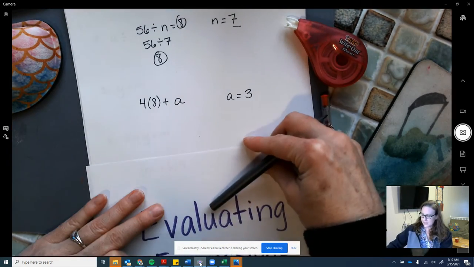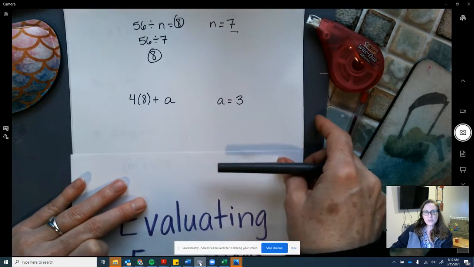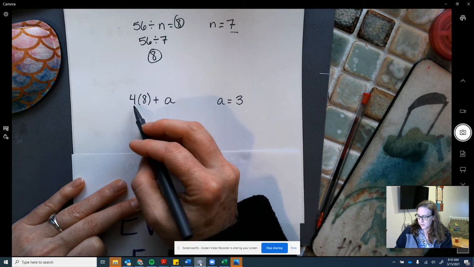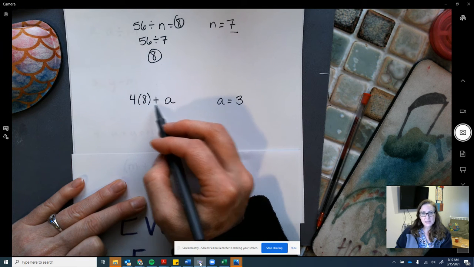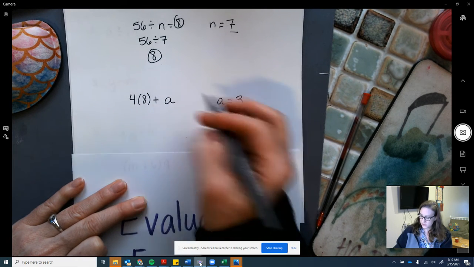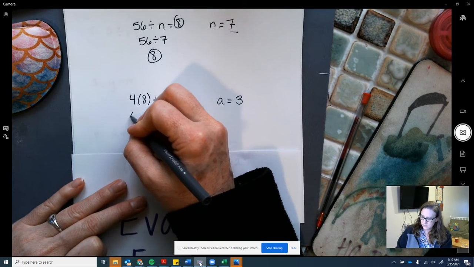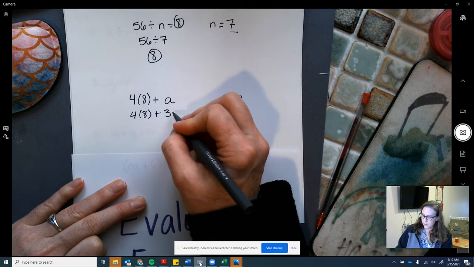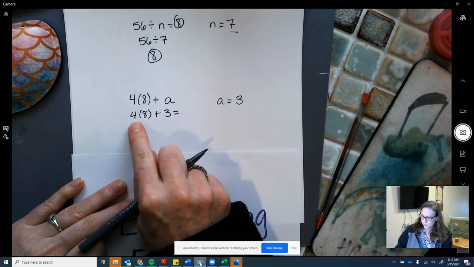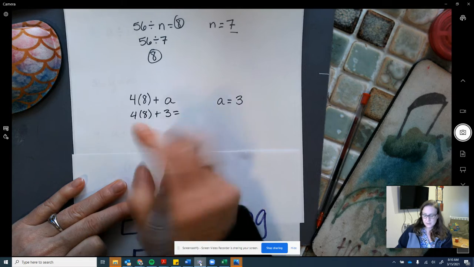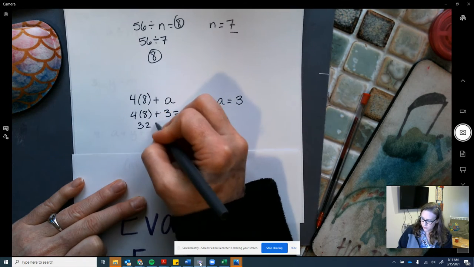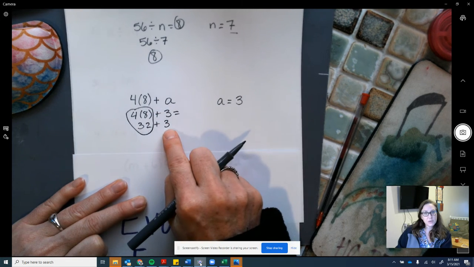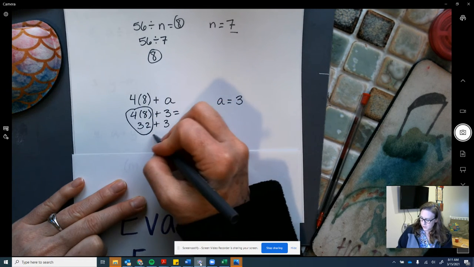All right, now it gets a little bit more complicated and you have to pay attention more to the order of operations. We've got 4 times 8 plus a, where a equals 3. So first we rewrite it, and now we can solve it. 4 times 8 is 32 plus 3, because we have to do the multiplication first and then we can do the addition. So it becomes 35.